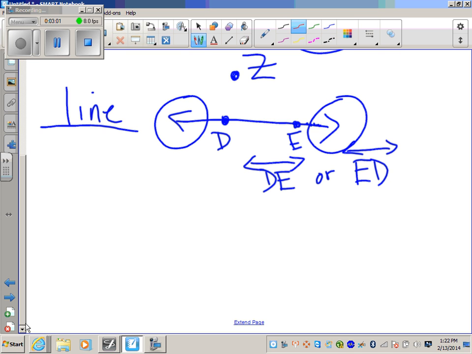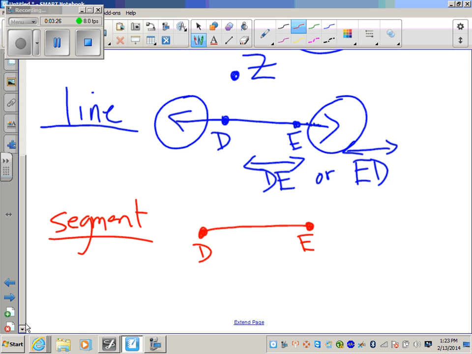And the difference between a line and a segment. A segment does not extend without end in either direction. A segment is kind of like part of a line. So if I use the same letters to label segment DE, I would put a mini segment over the top of it. Do I need to put the dots on either side? No. I just need to make sure that I don't have what? Arrows.